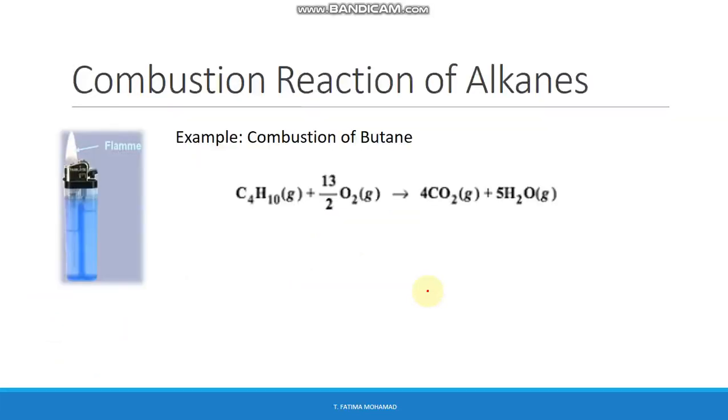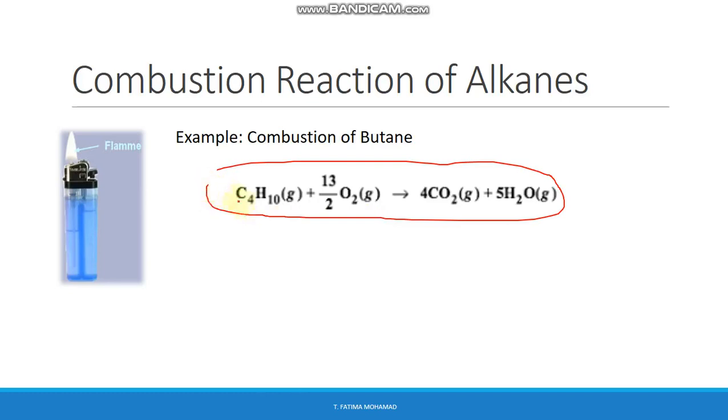Let's start with combustion. Combustion reactions of alkanes. As you can see here, we have a lighter, and inside the lighter we have a gas called butane gas. This is what you have at home. Okay, so the butane gas, when exposed to oxygen, is burned, and it will give CO2 and H2O. This is the equation of combustion of butane. So C4H10, this is the butane, plus 13/2 oxygen, O2, gives 4 CO2 gas plus 5 H2O gas.